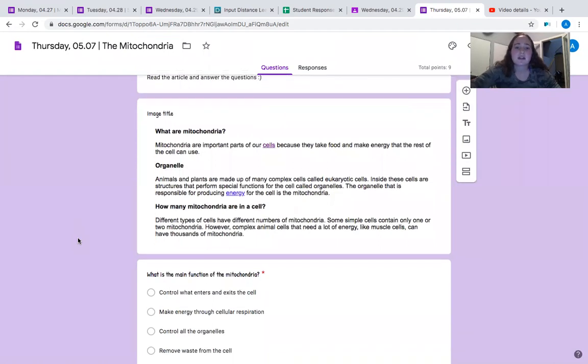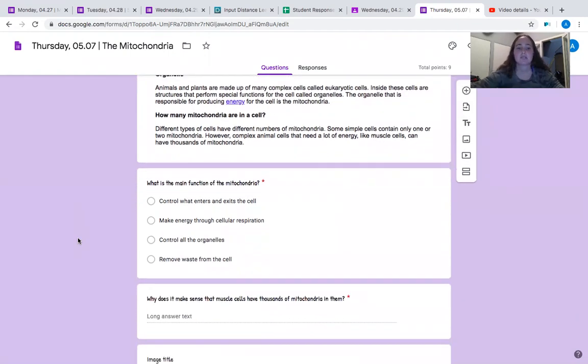How many mitochondria are in a cell? Different types of cells have different numbers of mitochondria. Some simple cells contain only 1 or 2 mitochondria. However, complex animal cells that need a lot of energy, like muscle cells, can have thousands of mitochondria.